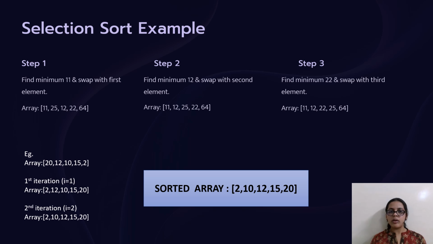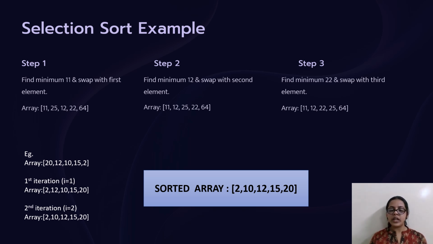Let us understand more about selection sort with the help of an example. Step 1 is we have to find the minimum number and swap it with the first element. So in an array of numbers 11, 25, 12, 22 and 64, 11 is the minimum number. We will swap it with the first element, which is already done. Next, we will find another smallest number and swap it with the second element. Another smallest number is 12. We will swap it with 25. The array becomes 11, 12, 25, 22 and 64.